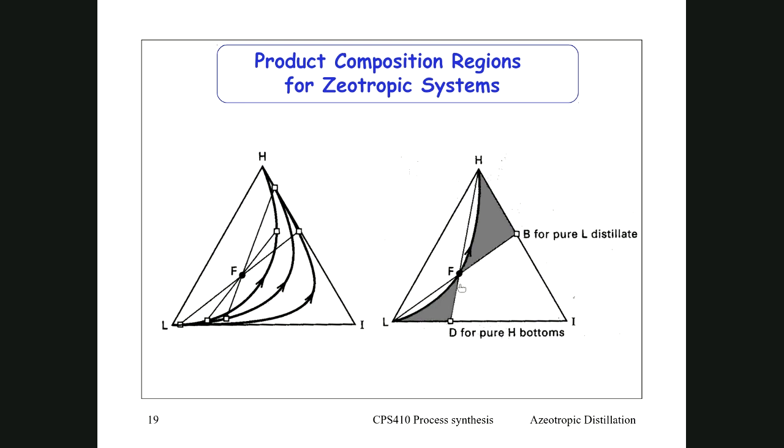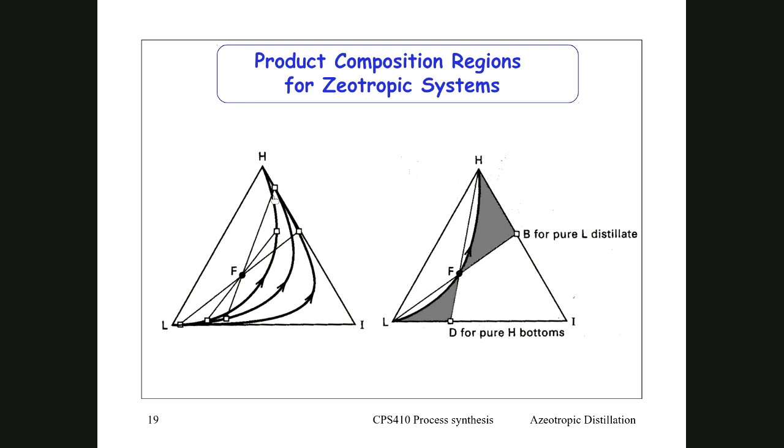What you have to do is to choose possibilities. If you choose this possibility over here, you can go through the feed, and it is possible to cross that same distillation curve at some point on the other side of the feed.